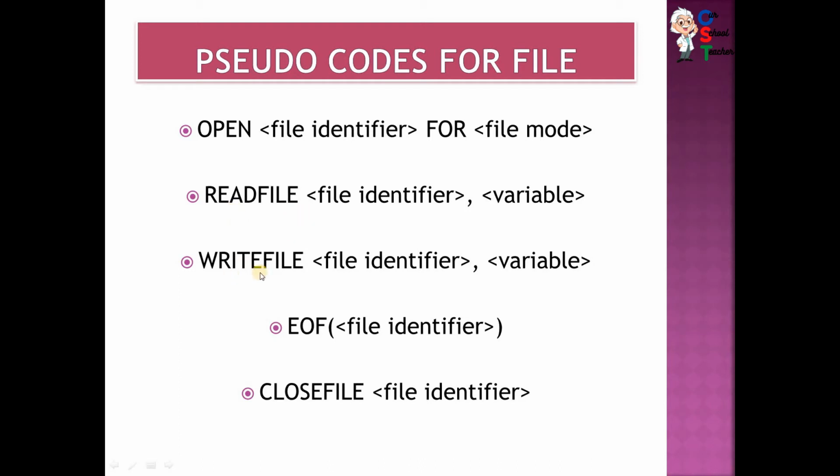Then read file and write file. Read file is used if you have opened the file in read mode or append mode. Sorry, read file is used if you want to read from the existing text file. Write file pseudocode will be used if you have opened the file in write mode or append mode. File identifier is the same in all these cases. The variable in which the file has been assigned, right?